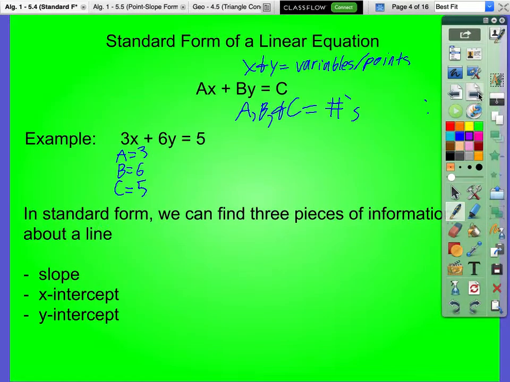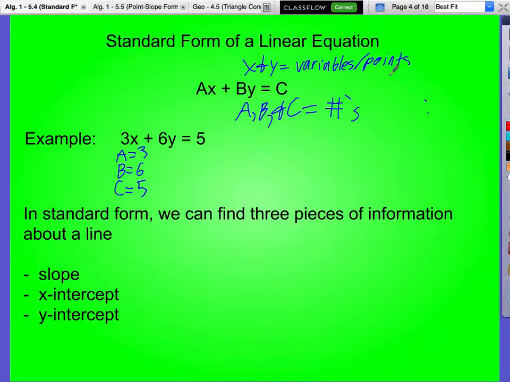So standard form was using ax plus by is equal to c, where x and y were still the same variables and points as before, as in slope-intercept form. And a, b, and c are all just different variables that represent numbers, only numbers. Not points or anything like that, just different coefficients and constants. So here we said, okay, for 3x plus 6y is equal to 5, a was 3 because it's with the x, b was 6 because it's with y, and c was 5 because it's all by itself.